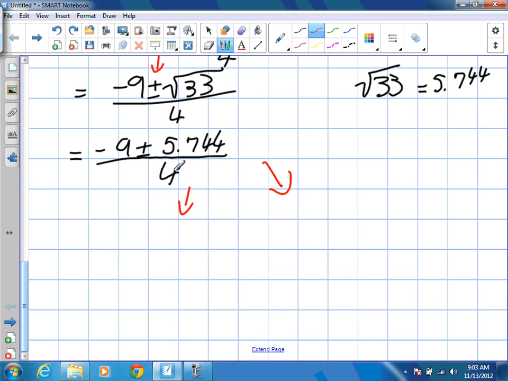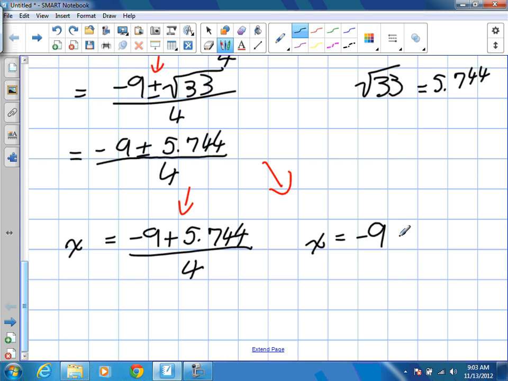And we're going to end up with x is equal to negative 9 plus 5.744 divided by 4. And x is equal to negative 9 minus 5.744 divided by 4. Okay? We're then going to equate this. So, negative 9 plus 5.744 divided by 4.